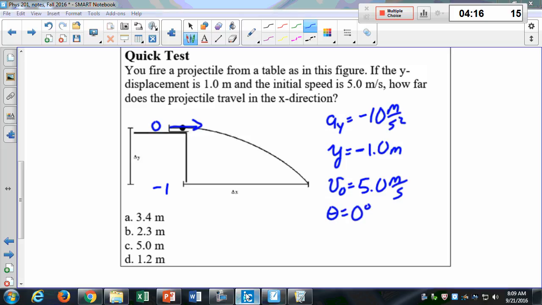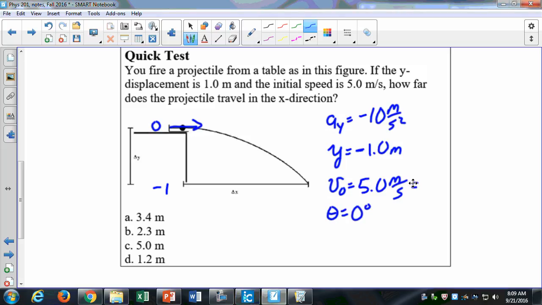Because the angle theta equals 0, I can further say that this V naught is equal to V naught x. Because the cosine of theta is 1, the sine of theta is 0. But you would have found that when you find the x and y components.